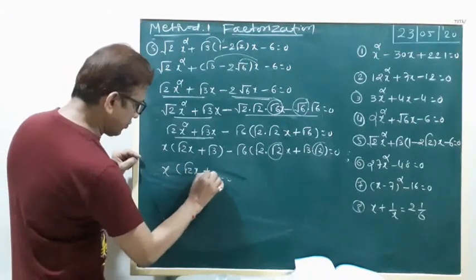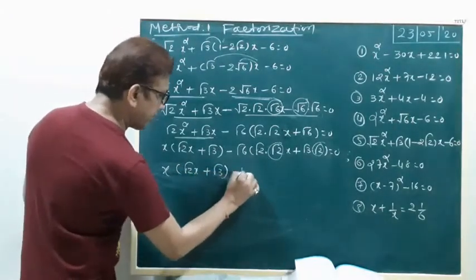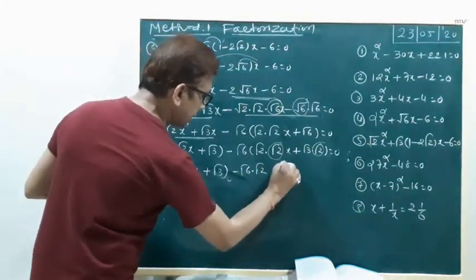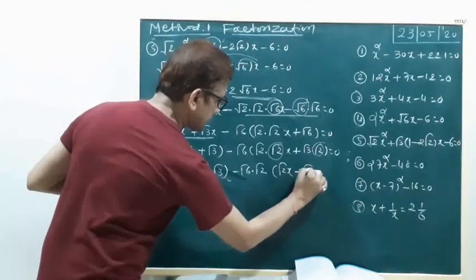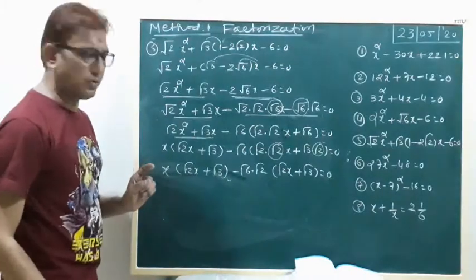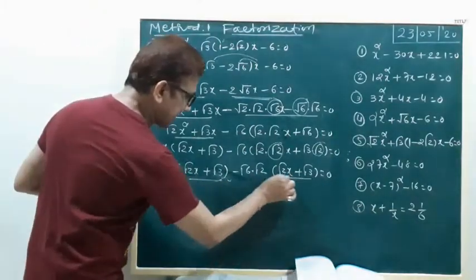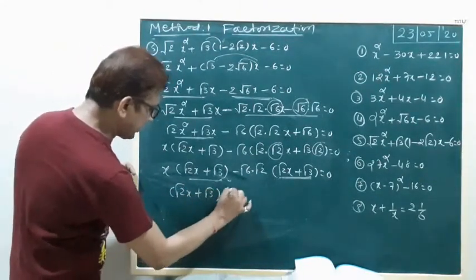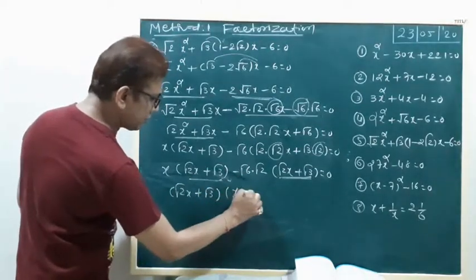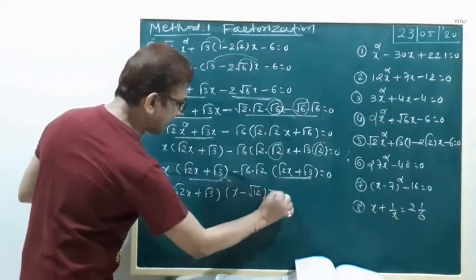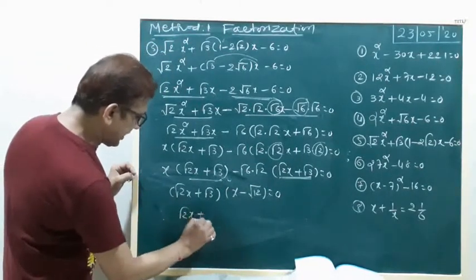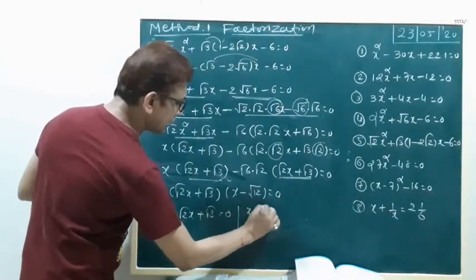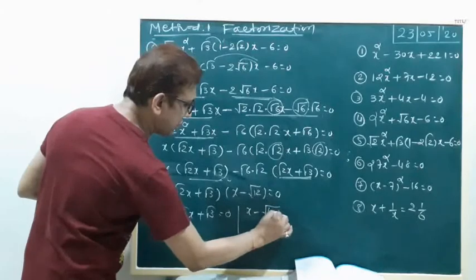Take root 2 common: x(root 2x + root 3) minus root 6 (root 2x + root 3)... so root 2x plus root 3 is the common factor. Root 2x plus root 3 equal to 0, and x minus root 6 into root 2, which is root 12, equal to 0. Clear? Root 12 is 2 root 3.